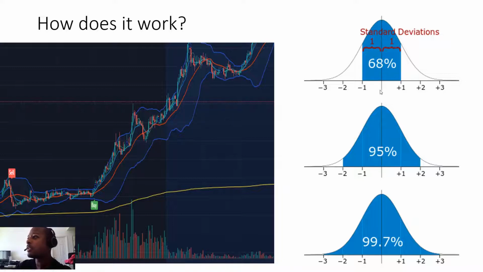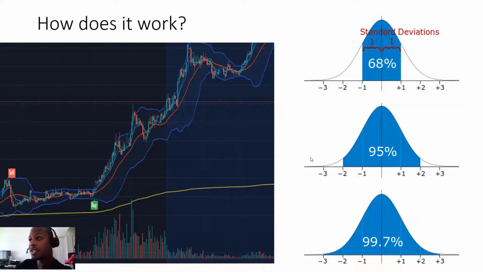So let's say, for example, this middle line right here was the price of $1. The bands will have a standard deviation of one when the price is within 68% of that price value of $1.